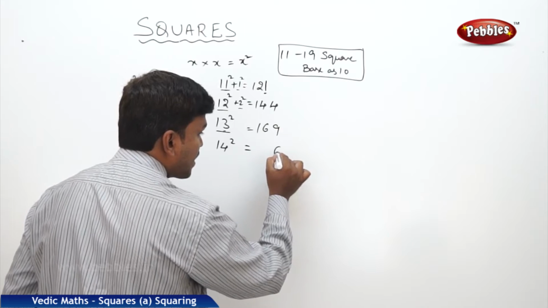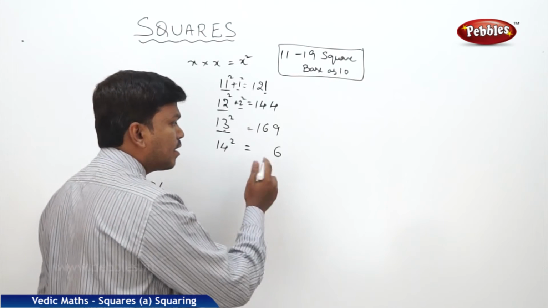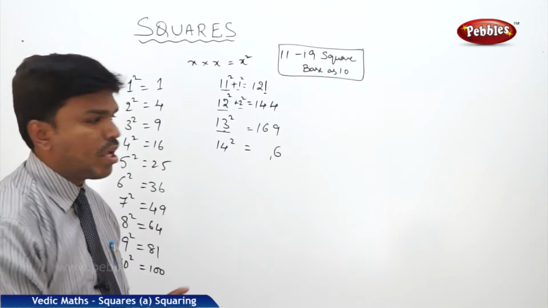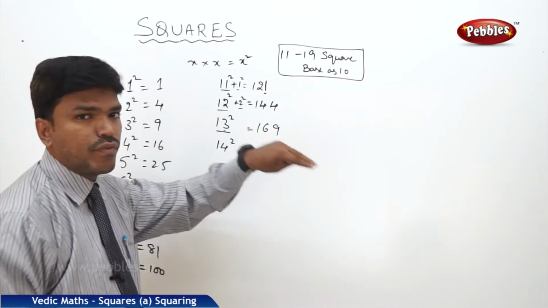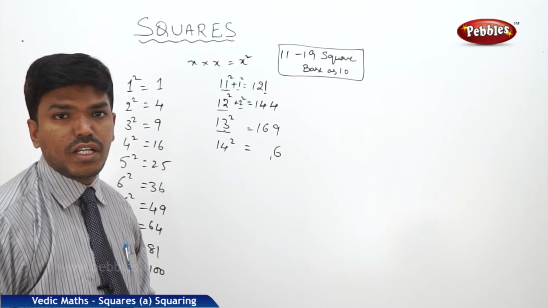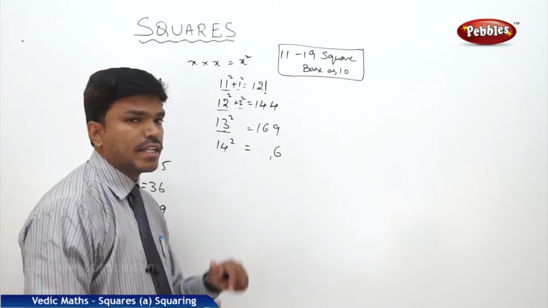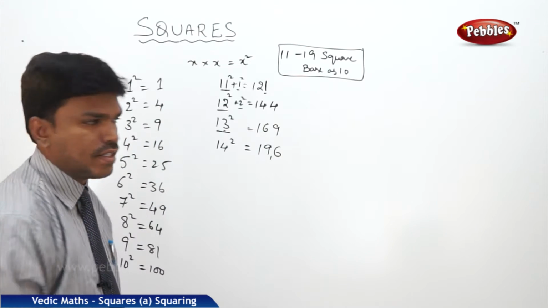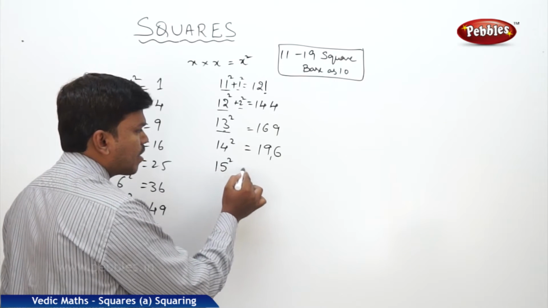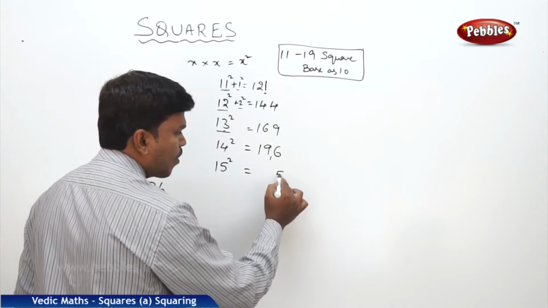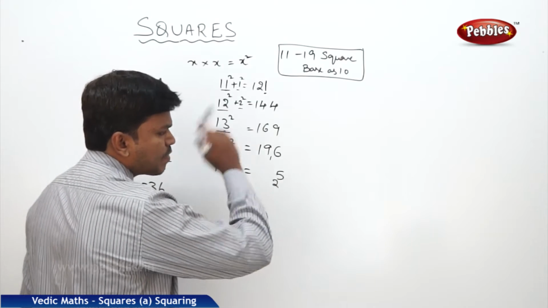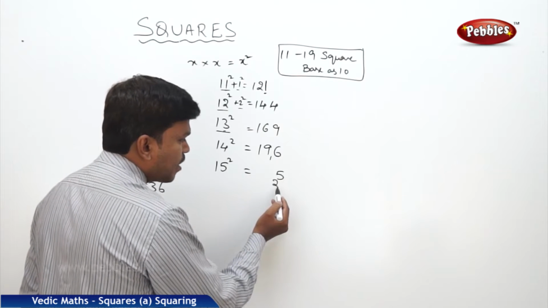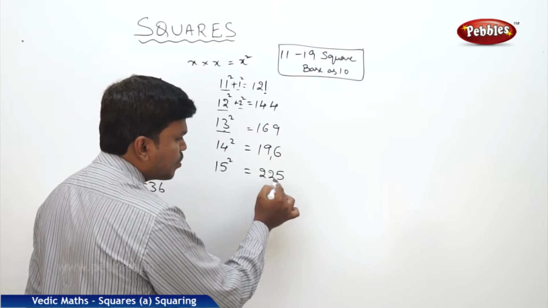16 means I am writing 6 only here, but the tens place digit 1 will be carried to the next part of the answer. Now 14 plus 4. 14 plus 4 is how much? 18. 18 plus 1, the carry, 19. So the answer is 196. Similarly, tell me 15 square. 5 square is 25. Drop 5, carry 2. 15 plus 5, what is 15 plus 5? 20. So 20 plus 2 is the carry, 22.